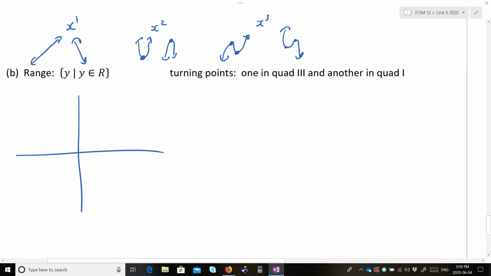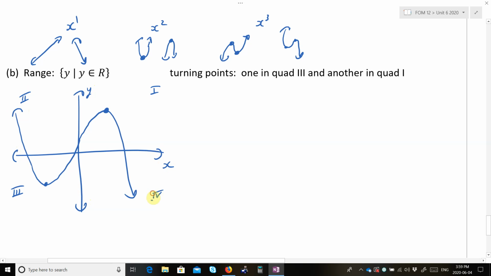The range is all real. We've got a turning point in quadrant 3 and another in quadrant 1. So I think it's going to have to come down like this and do a turning point, and then into quadrant 1 and do a turning point like that. Quadrant 1, quadrant 2, quadrant 3, quadrant 4.